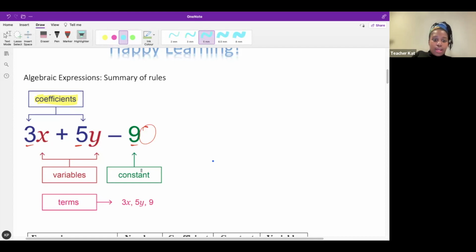Instead, we call 9 a constant. Constant means does not change. The value of 9, -9, will not change. So even if I change my x and y, that will not affect my -9 in any way. It's constantly going to be -9.